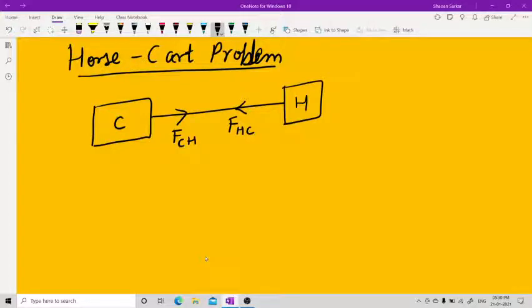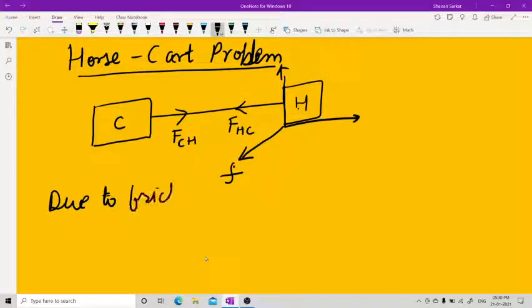See, due to friction, the horse is able to press the ground. Let me draw the figure so that you can understand. It presses the ground in this direction. This is due to friction. Let's call it action. This is the action actually. Let me write it in this manner so that you don't get confused. Due to friction, the horse is able to press the ground.